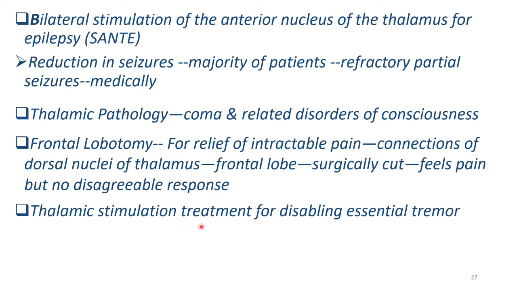Nowadays, there is an upcoming treatment for intention tremor, essential tremor, or the tremors associated with the basal ganglia or Parkinson's disease. It has been seen that if you implant electrodes in certain nuclei of the thalamus and stimulate them, a lot of tremors can be decreased, and this is going on in certain institutes, especially specialized institutes.